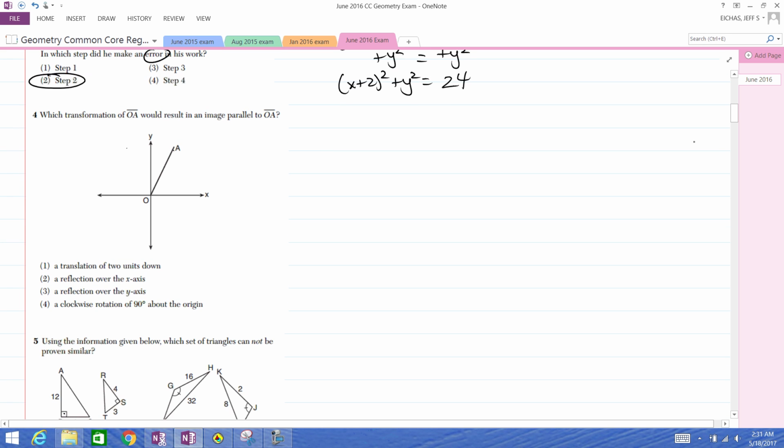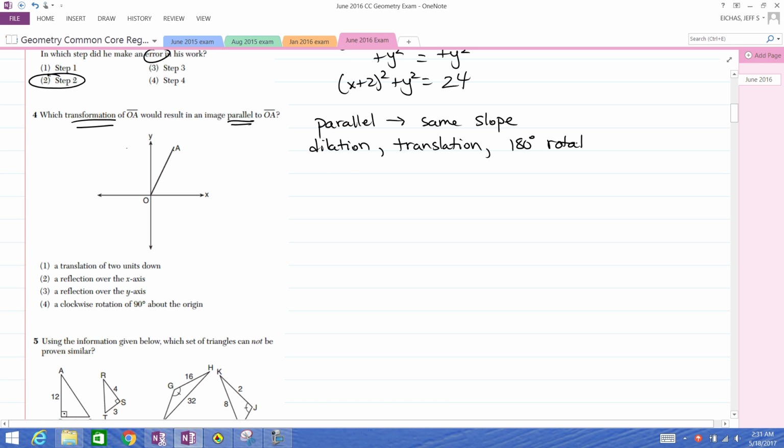All right. Which transformation would result in an image parallel? Okay. Transformations that would give an image that's parallel. Well, what we know is, let's see, there are transformations that preserve slope. So for parallel, we know it needs the same slope. Okay, so dilation, translation, and 180-degree rotations all preserve slope. So basically that's what we're looking for.